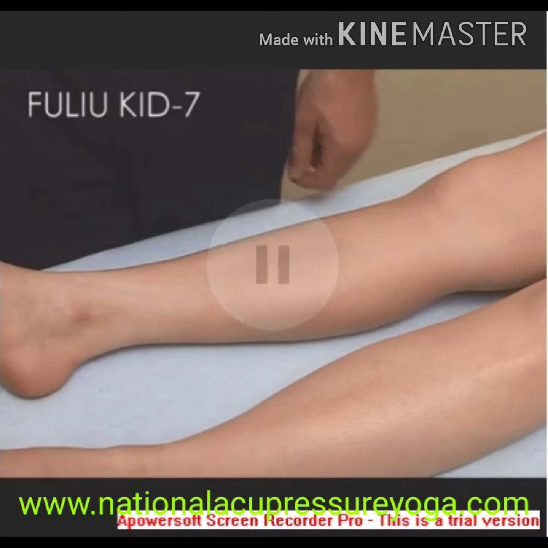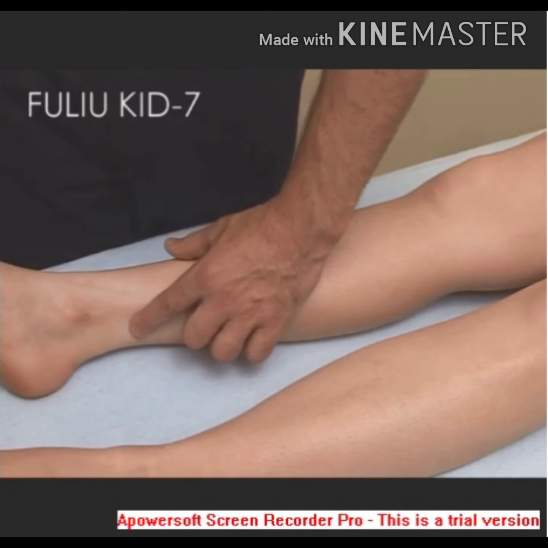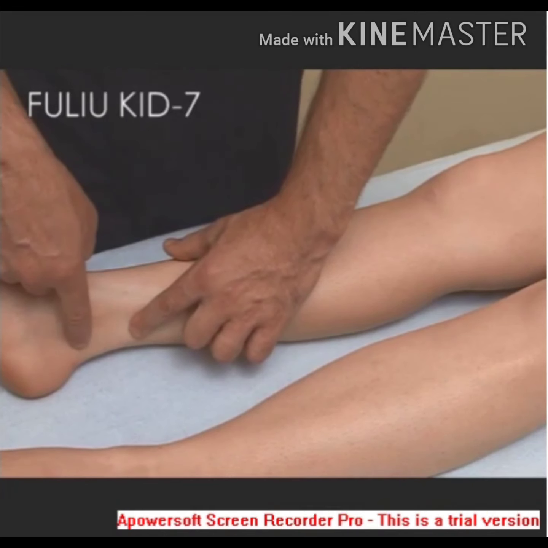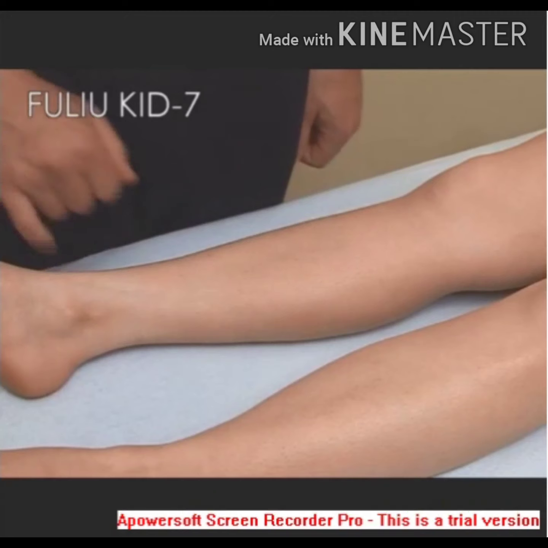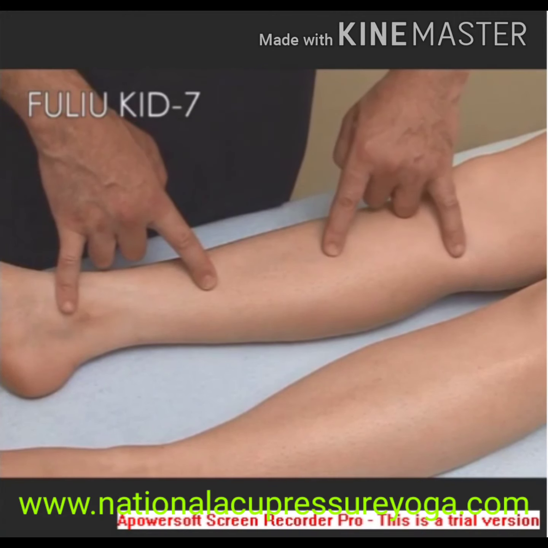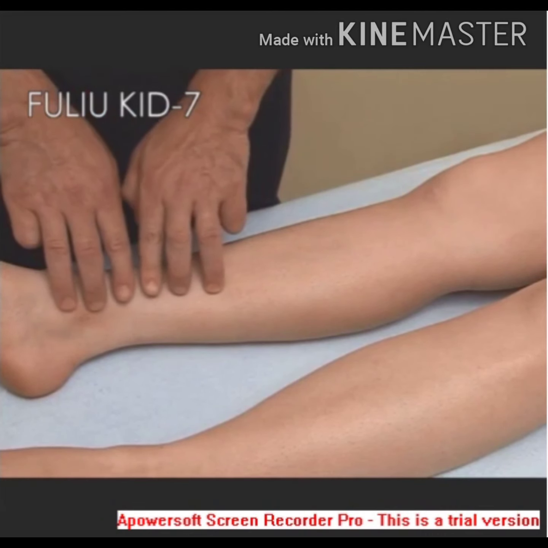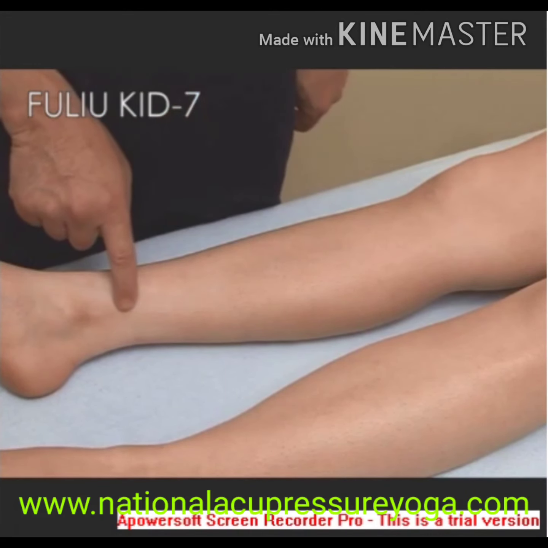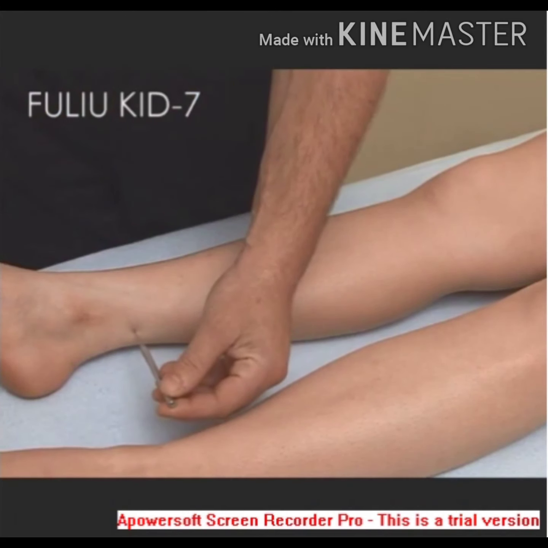Fu Liu, kidney 7, is located on the medial aspect of the lower leg, in the depression 2 cun superior to Tai Chi, kidney 3, on the anterior border of the Achilles tendon. Perpendicular insertion, 0.5 to 1 cun.